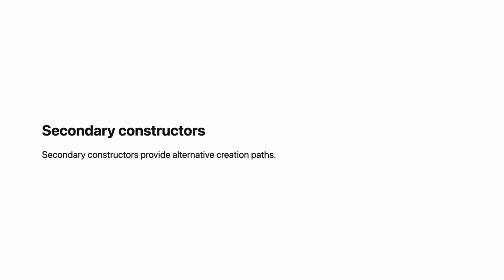Sometimes you need multiple ways to create an object. Secondary constructors use the constructor keyword. Class Person with val name and val age, then a constructor with just name that calls this with name and 0. This adds a second way to create a person, just with the name. The secondary constructor must call the primary constructor using this.